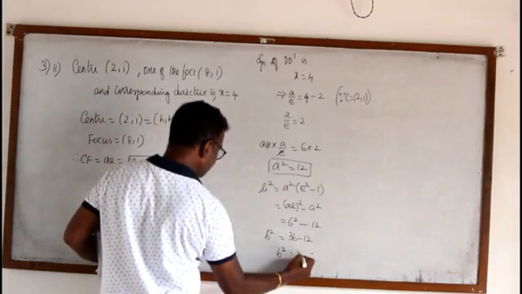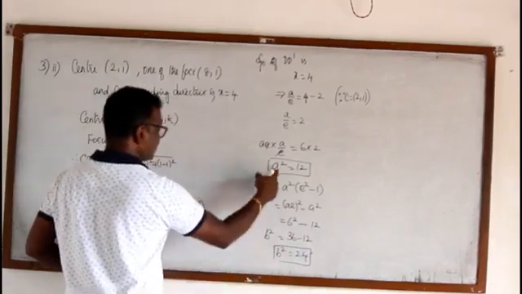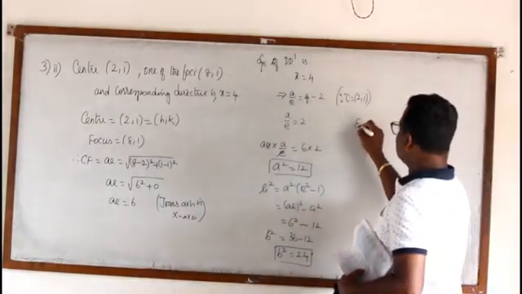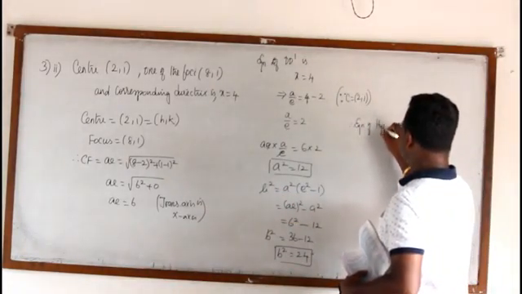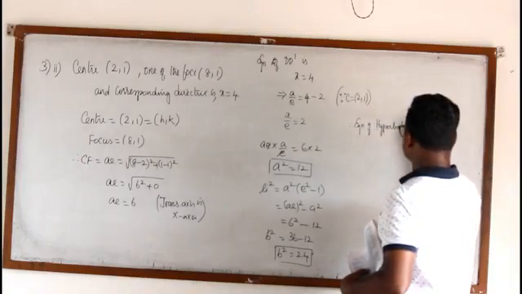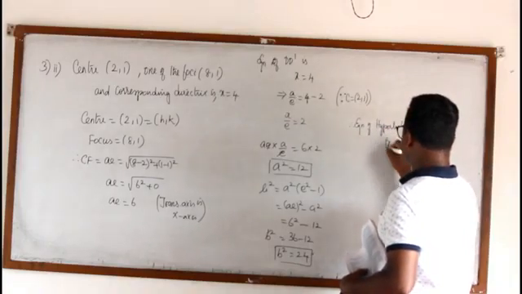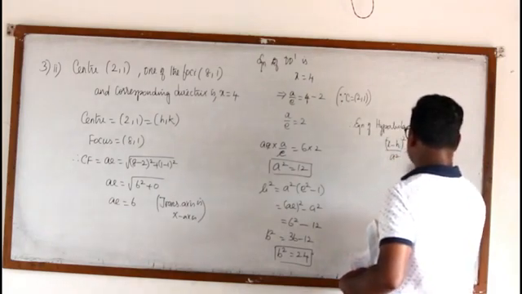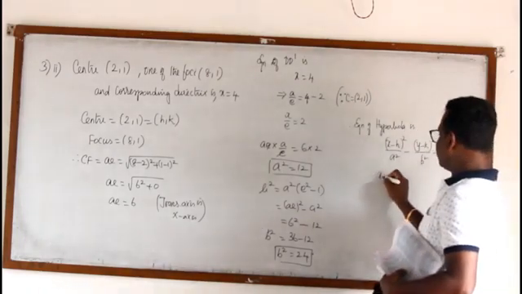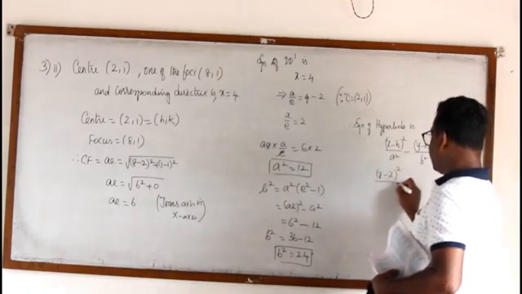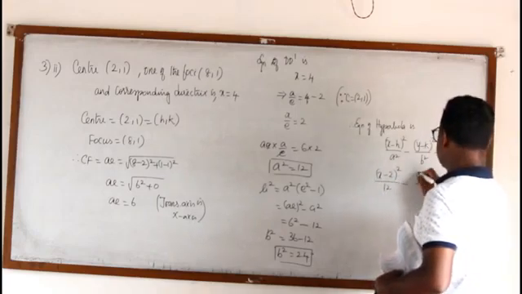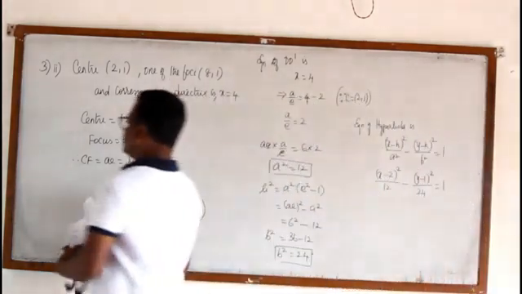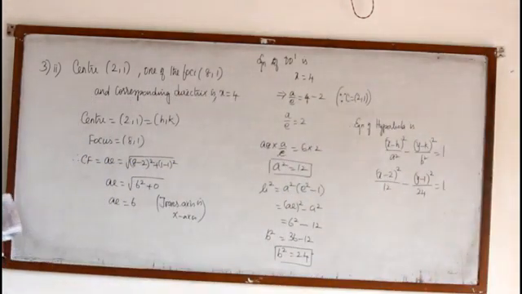B square is 24. So I got the value of a square and b square. Transverse axis is what? X axis. Therefore, equation of hyperbola is x minus h the whole square by a square minus y minus k the whole square by b square equal to 1. It is x minus h is 2, the whole square by a square is 12, minus y minus 1 the whole square by b square is 24, equal to 1. This is the problem under 3.